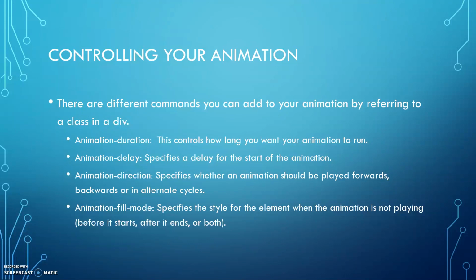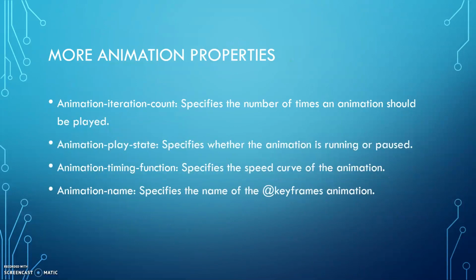There are different commands you can add to your animation by referring to a class in a div. Animation duration controls how long you want your animation to run. Animation delay specifies a delay for the start of the animation. Animation direction specifies whether an animation should be played forwards, backwards, or in alternate cycles. Animation fill mode specifies the style for the element when the animation is not playing, before it starts, after it ends, or both.